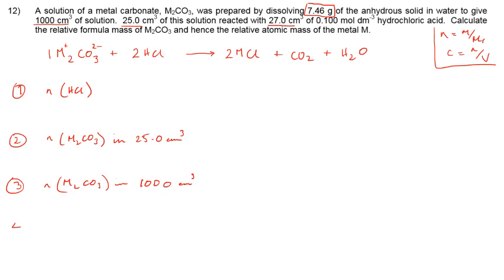So step 4 is going to be the MR of your metal carbonate, and step 5 is going to be the AR, the AR of the metal M. That's going to be the last step. So that's like the storyboard of the calculation. And if you can form that plan before you start, at least in your mind or on a rough bit of paper, that helps.